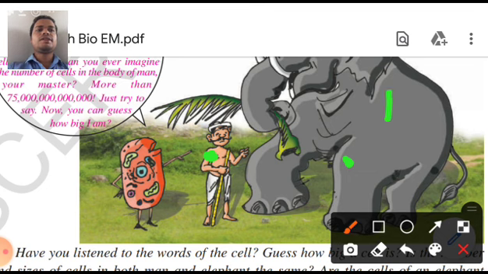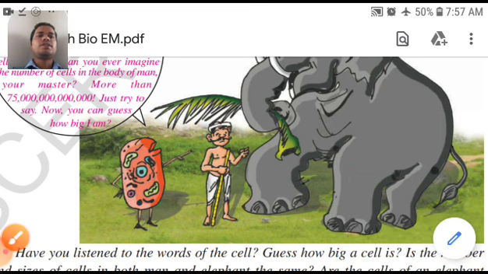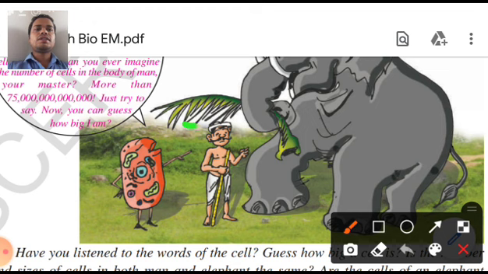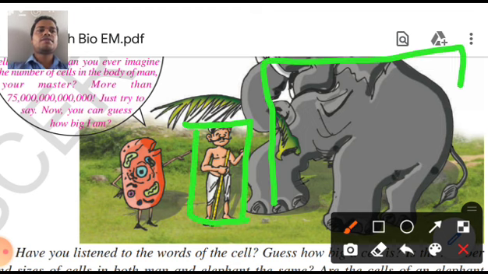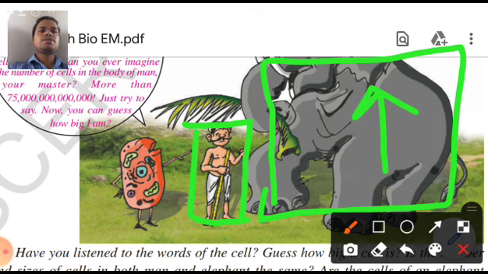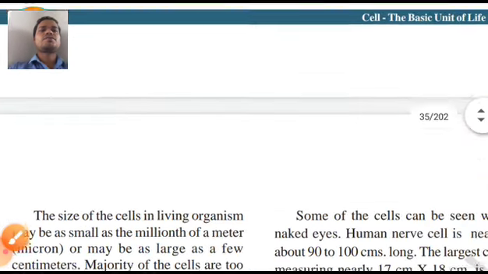Then why is it big? Why is this small? This is because the number of cells is very small in the human being, but the number of cells is very large in this animal. So more number of cells, that's why a big animal. Small number of cells, that's why a small animal. I hope you have understood well.